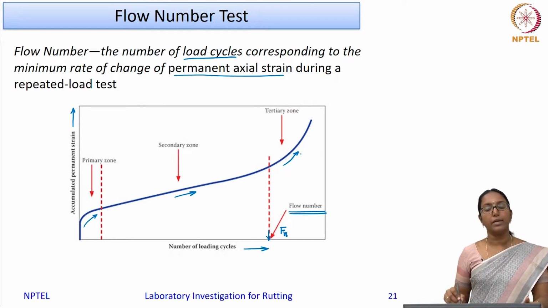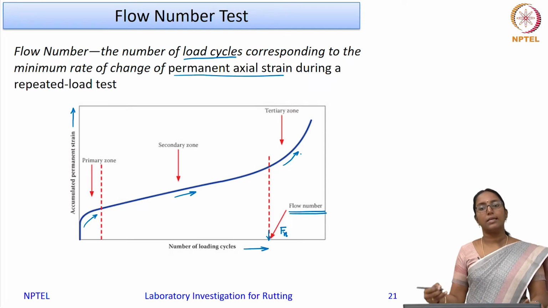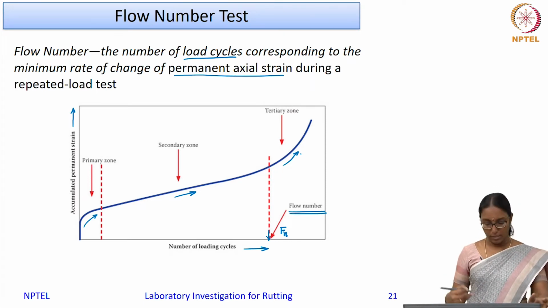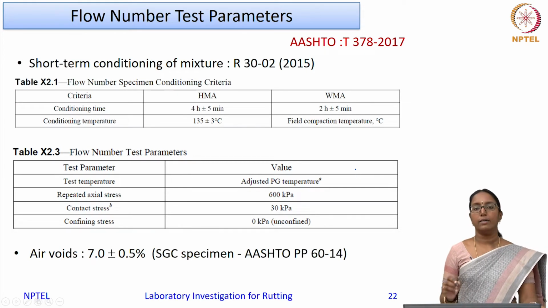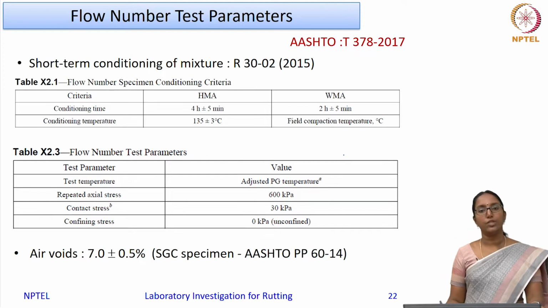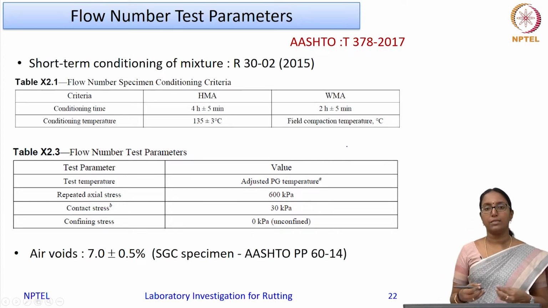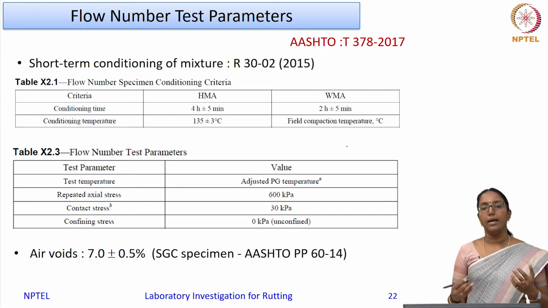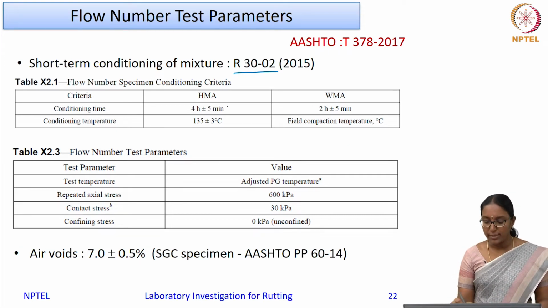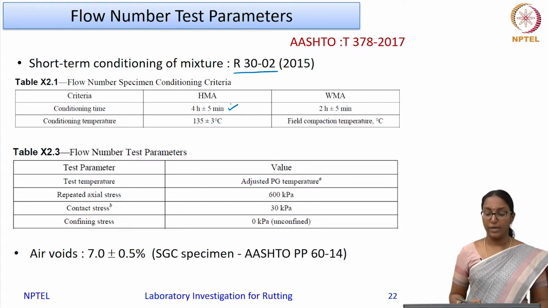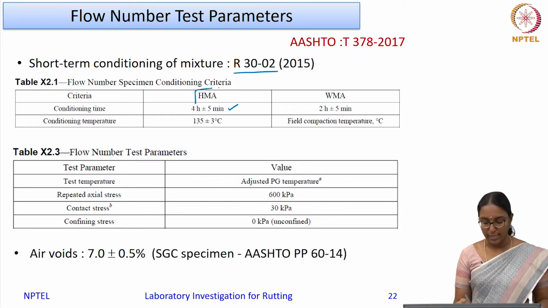Now again, how you can arrive at Fn is that you can draw the rate of change of strain and see where it is minimum. For a flow number test, the material has to be short term aged, and these are the conditions for short term aging of the asphalt mixture. You mix the aggregates and the binder and condition it as per the R30 protocol, and the conditioning time is 4 hours plus or minus 5 minutes if you are dealing with hot mix asphalt.